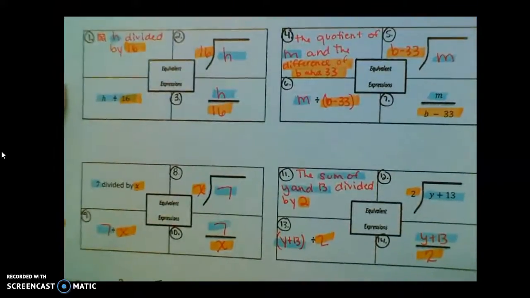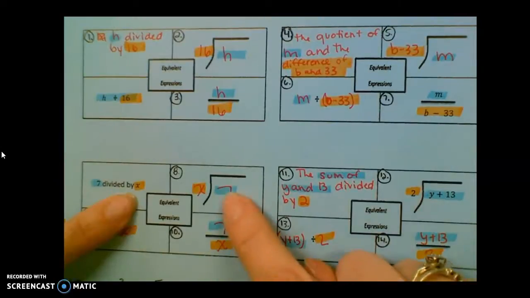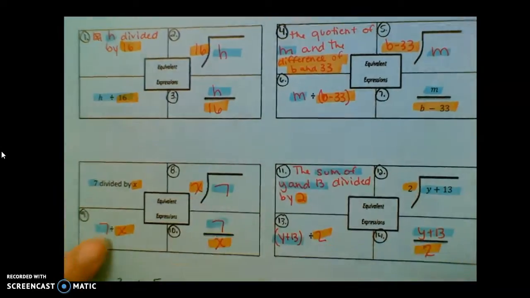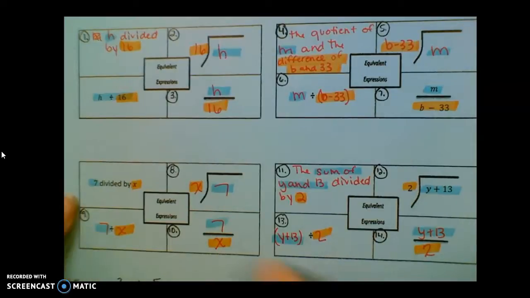Down here, they give us 7 divided by x, so that tells us 7 is being divided by x.